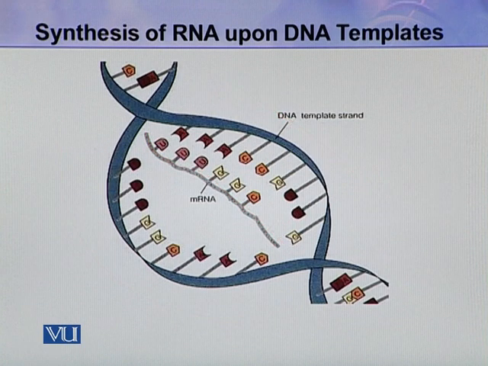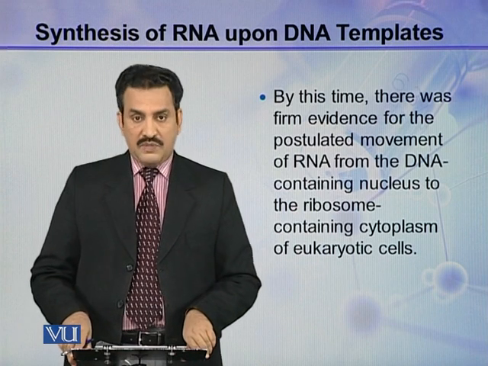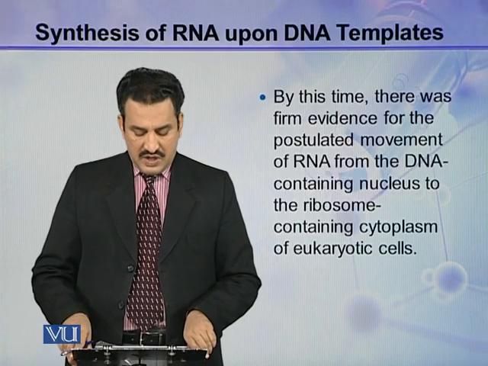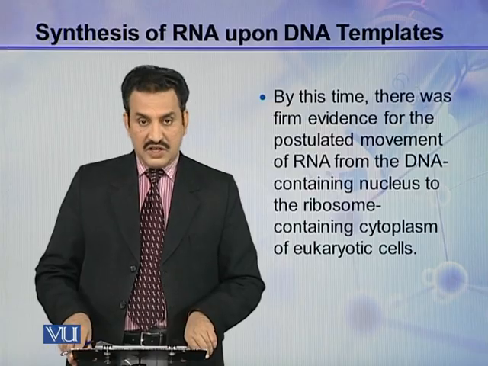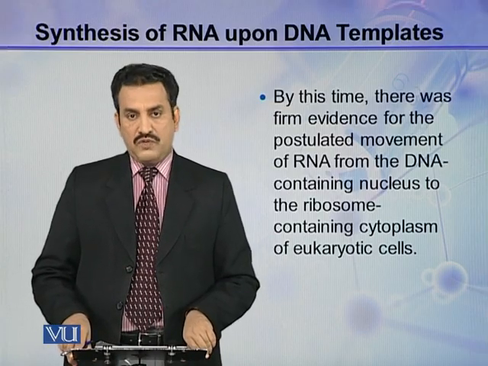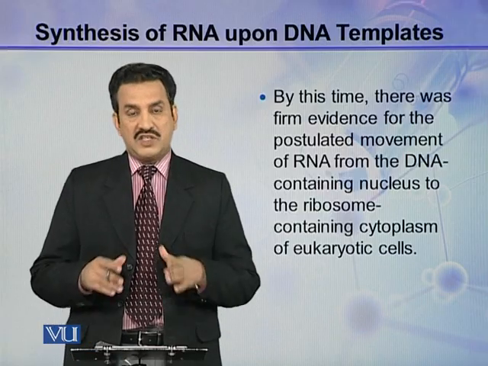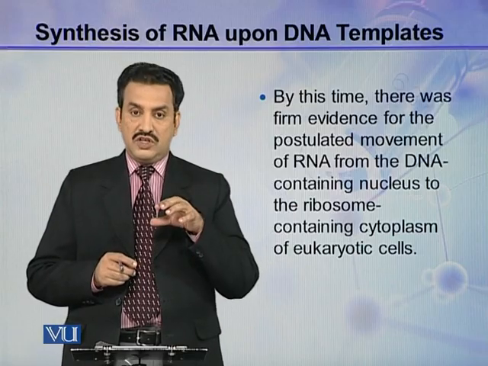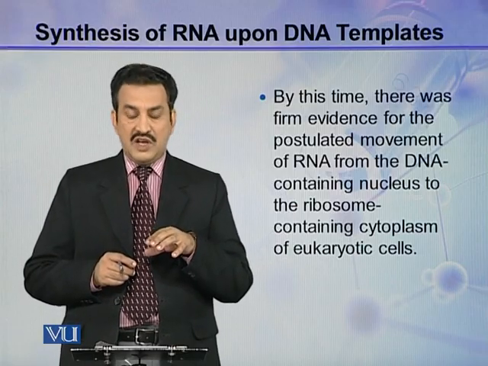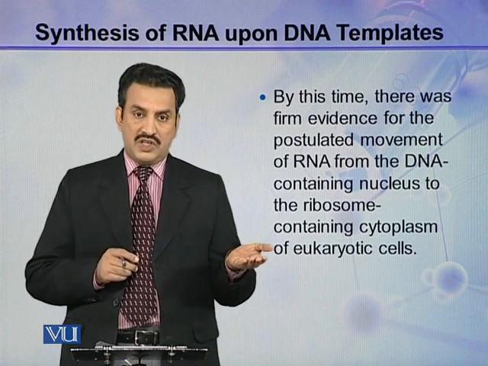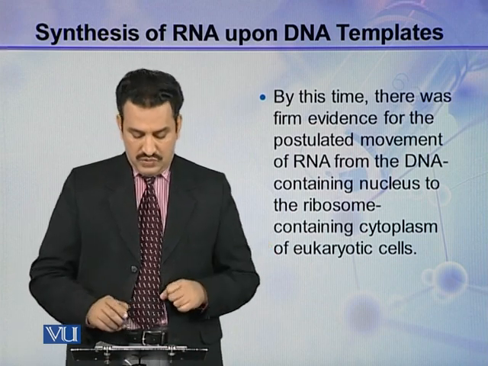synthesized from DNA. By this time there was firm evidence for the postulated movement of RNA from the DNA containing nucleus to the ribosome containing cytoplasm of eukaryotic cells. So it was established that this mRNA is synthesized in the nucleus which contains DNA, and then this mRNA moves out into the cytoplasm which contains ribosomes.